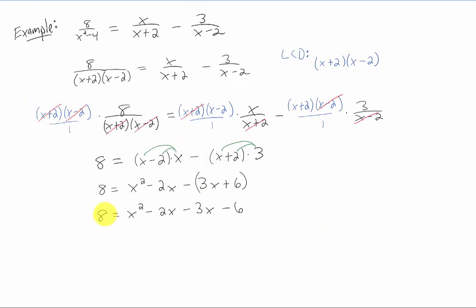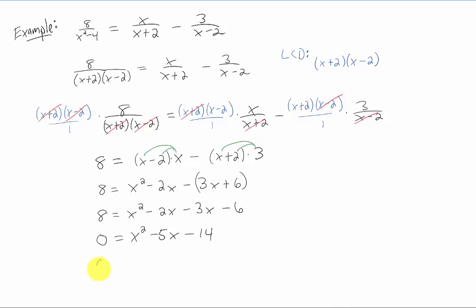Now, our only technique for solving equations like this at this point is to move everything to one side of the equation and hope that it factors. So I'm going to combine like terms. The minus 2x and the minus 3x gives us negative 5x. And if I subtract 8 from both sides, I'll get minus 14, leaving on the left side a 0.